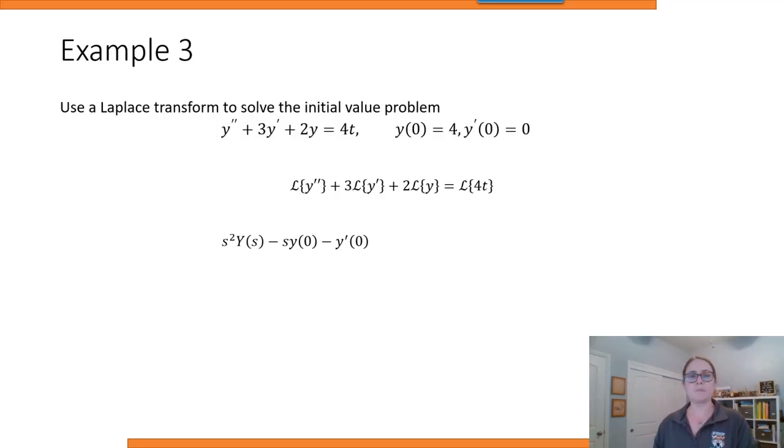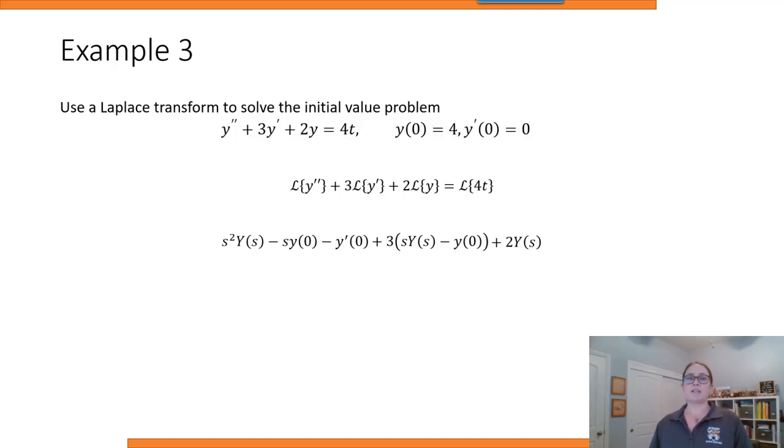And then for the second one, that's going to be 3 times the Laplace of y prime. So that's 3 times s y of s minus just y of 0. So I only needed 2 terms for that first derivative. And then the last one, just the Laplace of y, well, that's just y of s. So we get plus 2y of s for that last term on the left side.